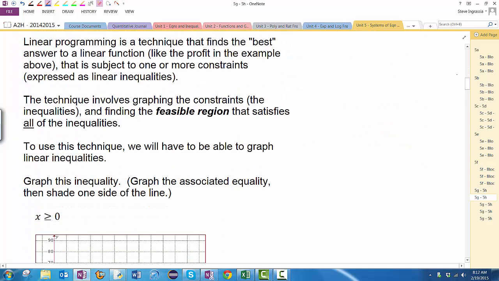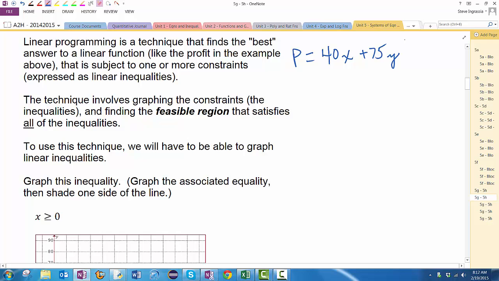It's a technique that finds the best answer to a linear function. A linear function would be like the profit in the example above. Our profit was profit equals $40 times each of the bookcases we made, let's call that X, plus $75 times each of the desks we made, we'll call that Y. That's a linear function. I want to get the best one of those, the highest value.